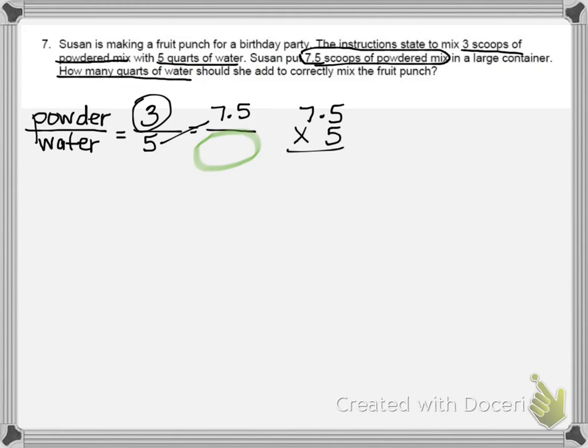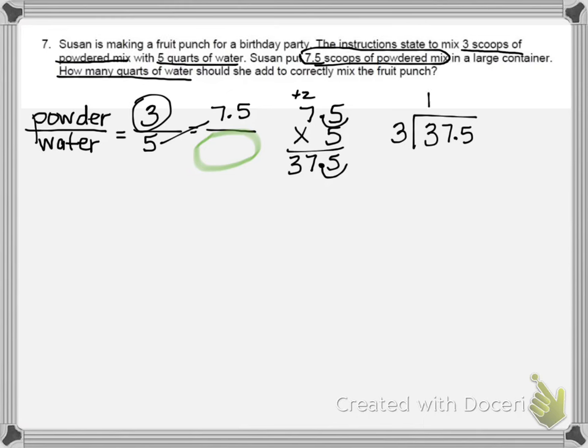7.5 times 5. 5 times 5 is 25, and 5 times 7 is 35, plus 2 is 37. 1 decimal place, 1 decimal place. So we get 37.5, but we're not done. Because it was cross and circle, you're going to now divide your product of 37.5 divided by the number that's in the circle, which is 3. So we begin to divide.